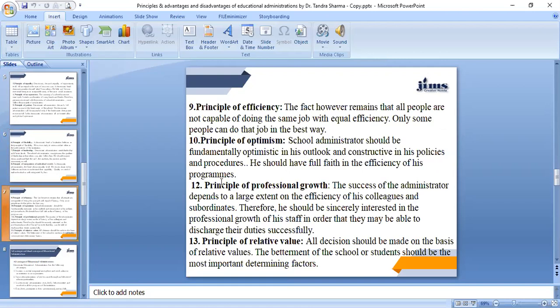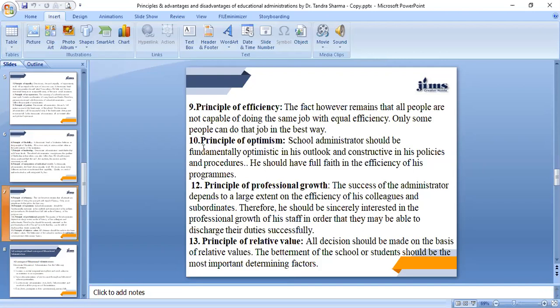Next is the principle of efficiency. Democratic administration presupposes that efficient and competent personnel are entrusted with the task of administration. Everyone cannot be an efficient administrator. Hence, for good administration, competent persons should be identified and should be chosen on the basis of identified competence.